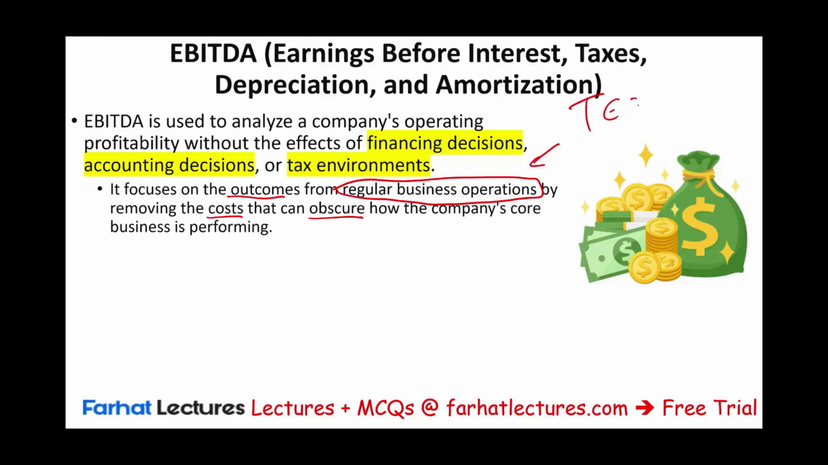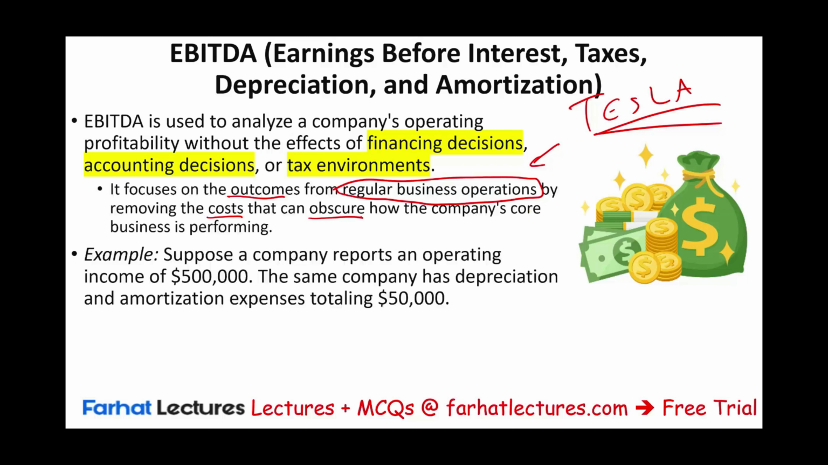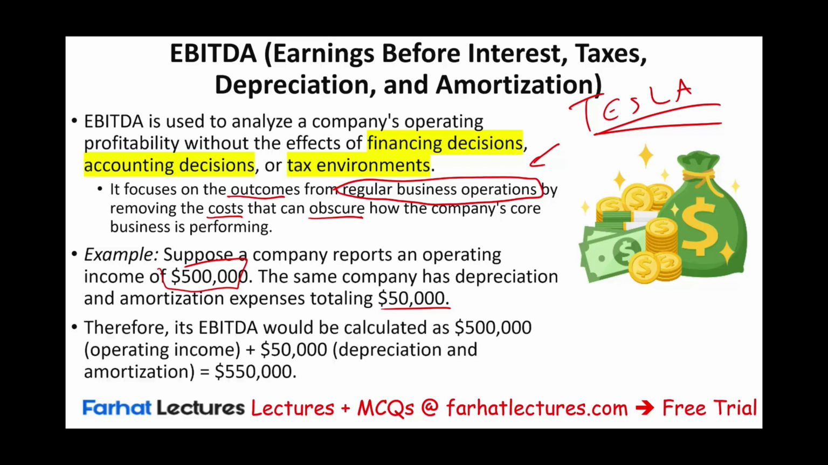Again, think of Tesla. They produce electric vehicles. How well are they doing in producing and operating their expenses? Ignore the other ones. Suppose a company, for example, reports operating income of $500,000. The same company has a depreciation and amortization expense of $50,000. Well, therefore, its earnings before interest and taxes will not be calculated as $500,000. Well, we really made $550,000, because ignore our depreciation and amortization. It's an accounting decision. It's a non-cash expense.